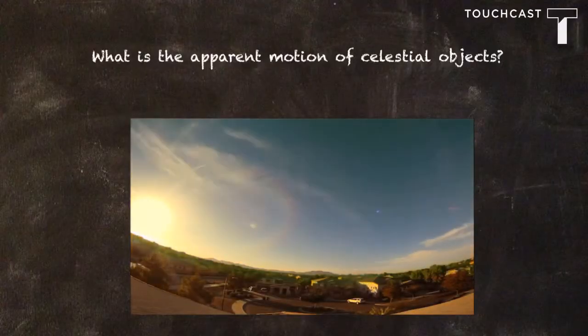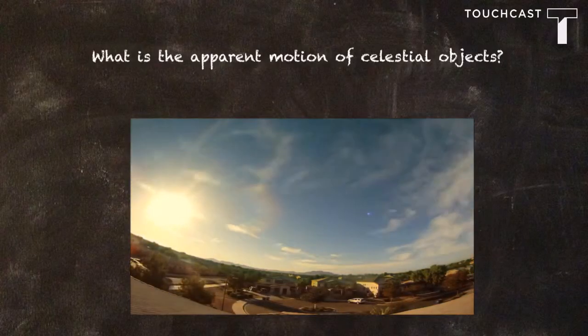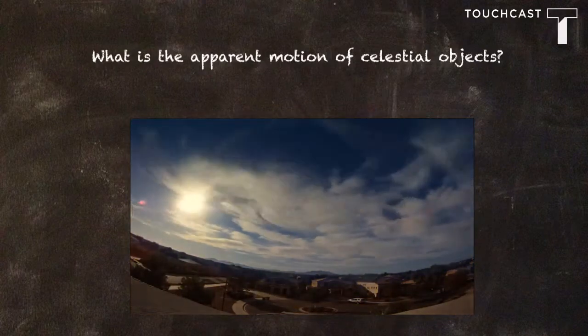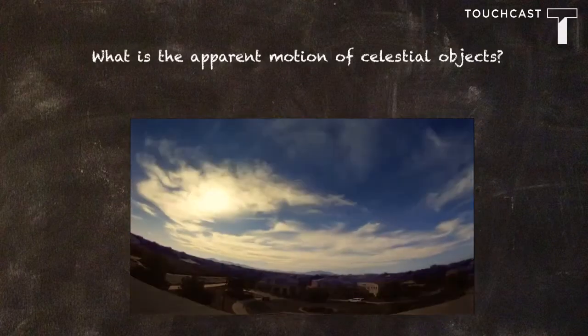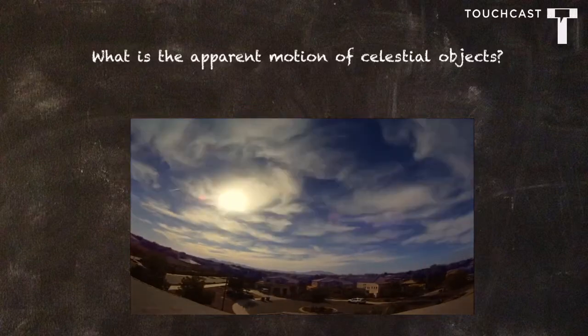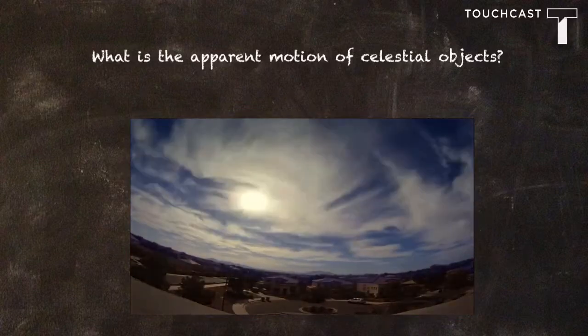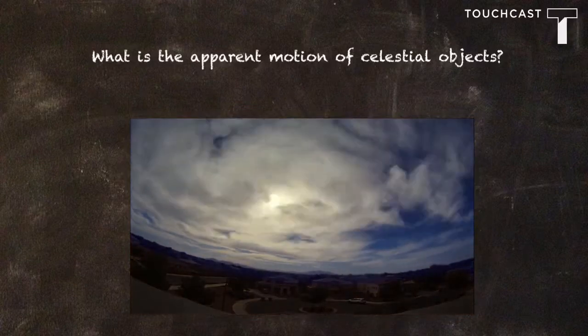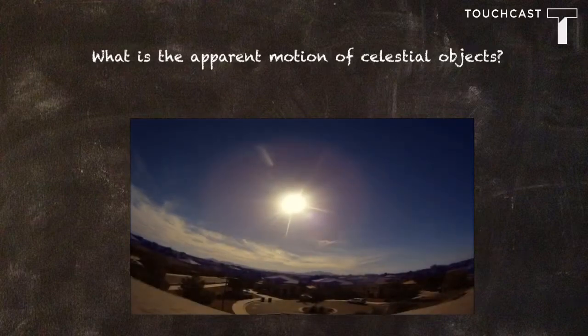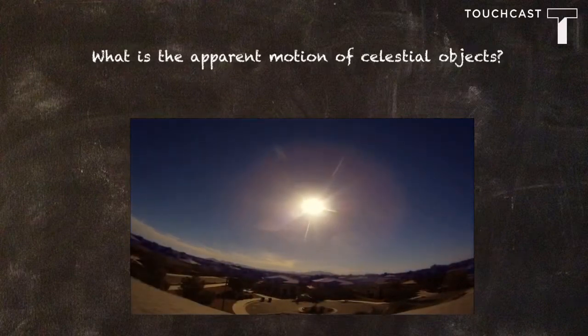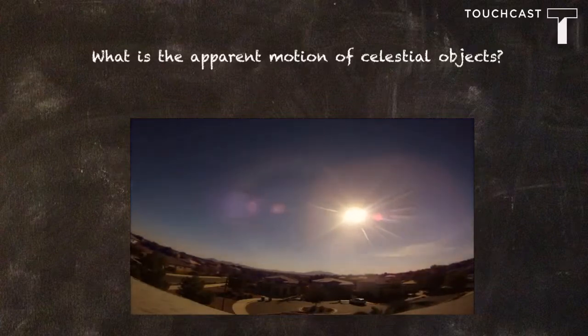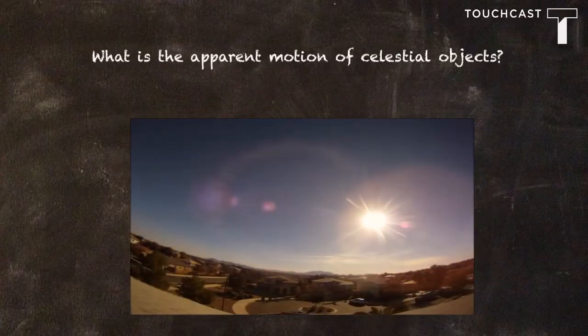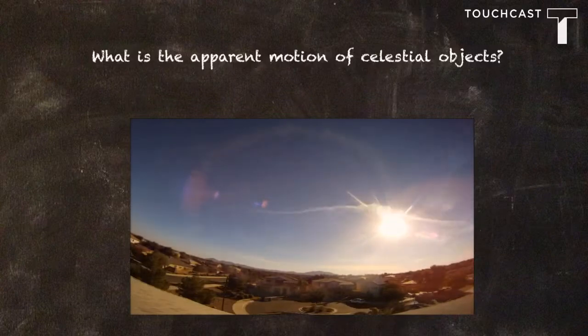So in this video, we're going to be talking about apparent motions versus real motions. And here's an example of an apparent motion. Each day the sun rises out of the east and moves across the sky at 15 degrees per hour and will set in the west. We see that every day. It's an observation that we see. But the question is, what is the real motion? Is the sun really moving around the earth, or is there something else?